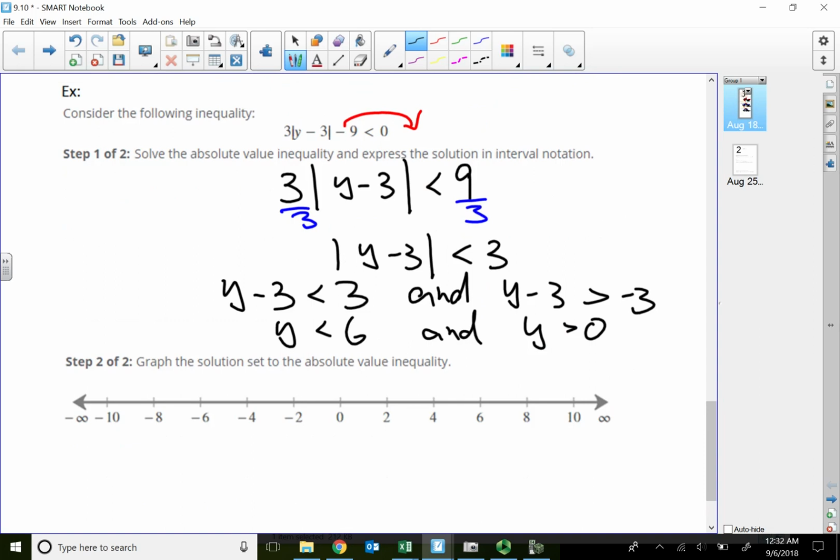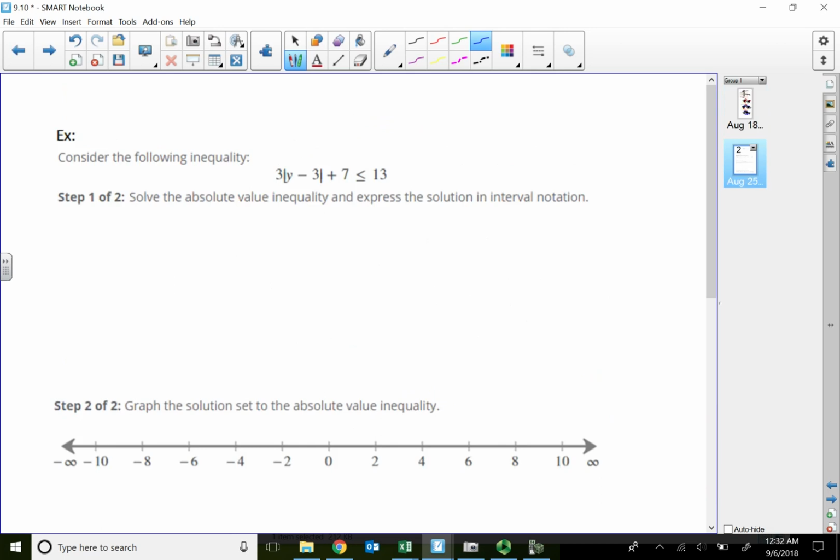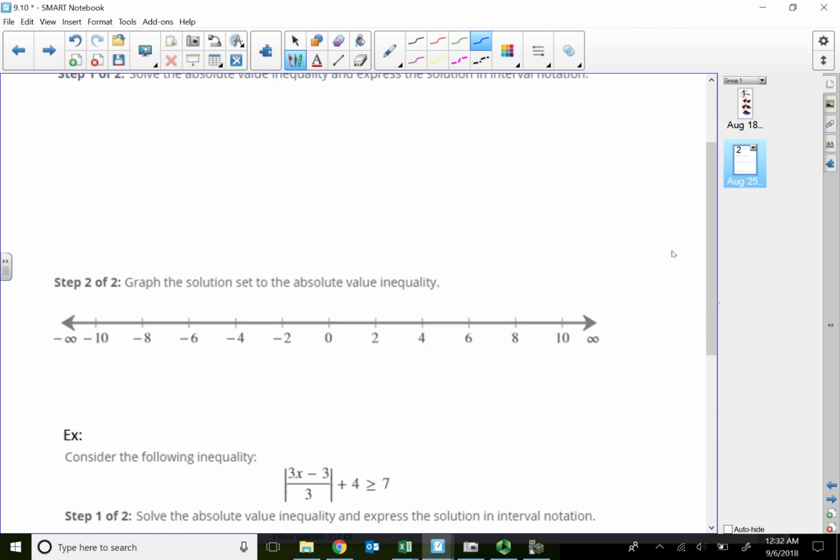So my answer that I'm looking for has to be less than 6. That will be to the left side of 6. And it also has to be greater than 0. That would be to the right. So my interval notation, my answer, has to be from 0 using parentheses all the way to 6. Okay, that's how it is. Just by looking at this graph, we can write interval notation. Alright, let's look at a couple more.